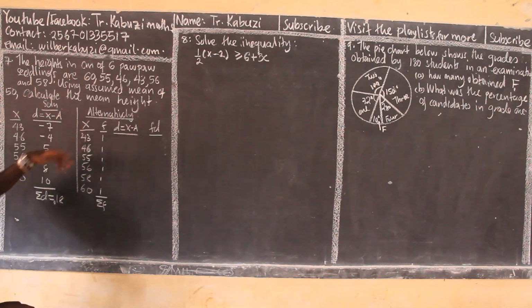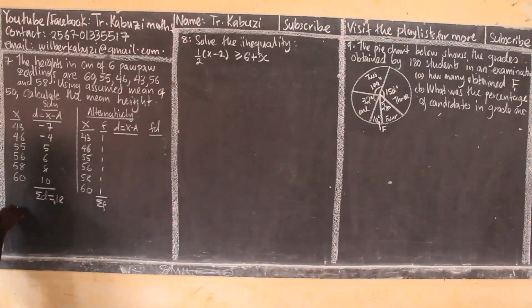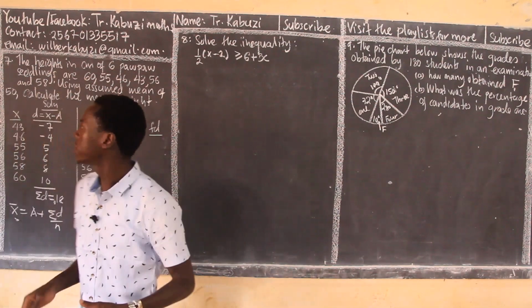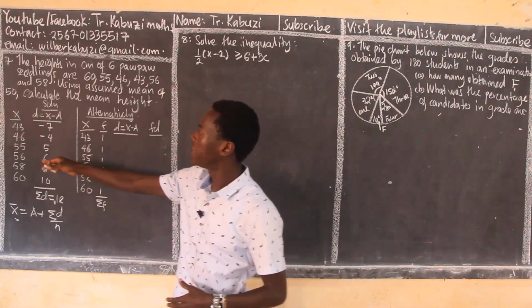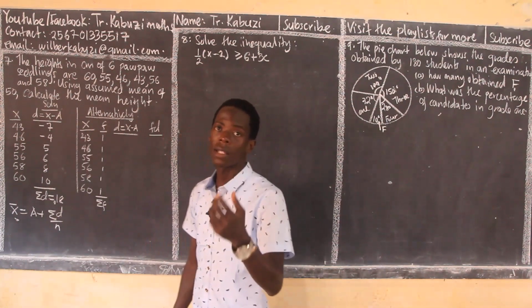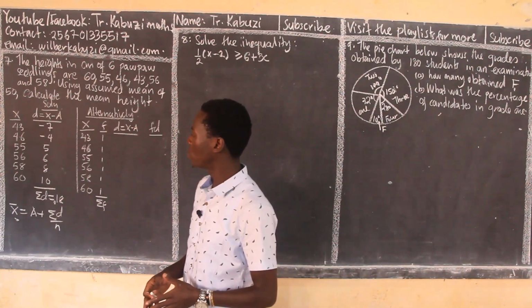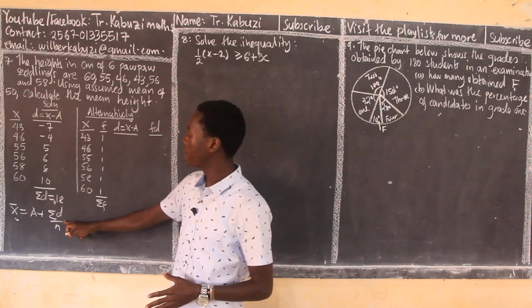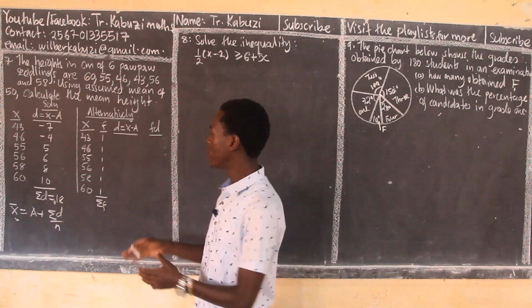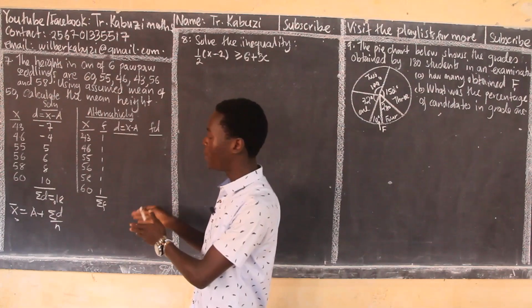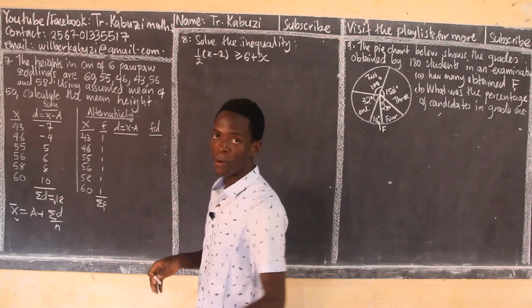So now they want us to get the mean height. Our mean height is going to be the assumed mean plus the summation D over N. Why am I not using the F? Because you see these ones are not repeating. Each is appearing only once, so I don't need the frequency. What I will do, I will just change my formula to sum D over N. But I'm going to do the one which people know.